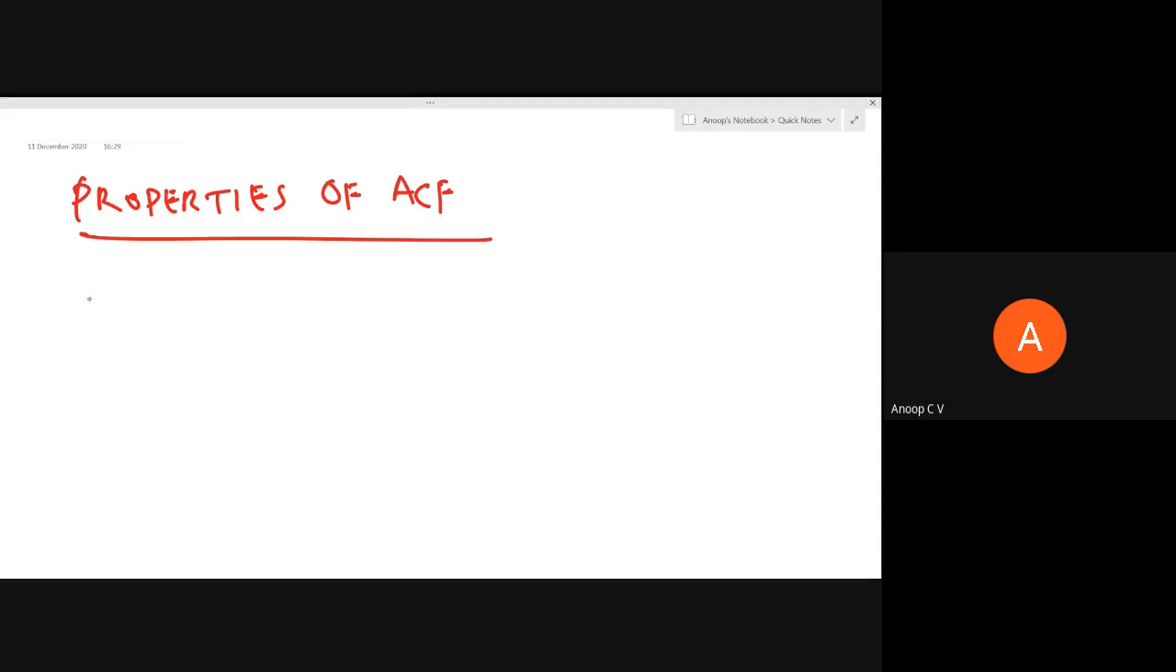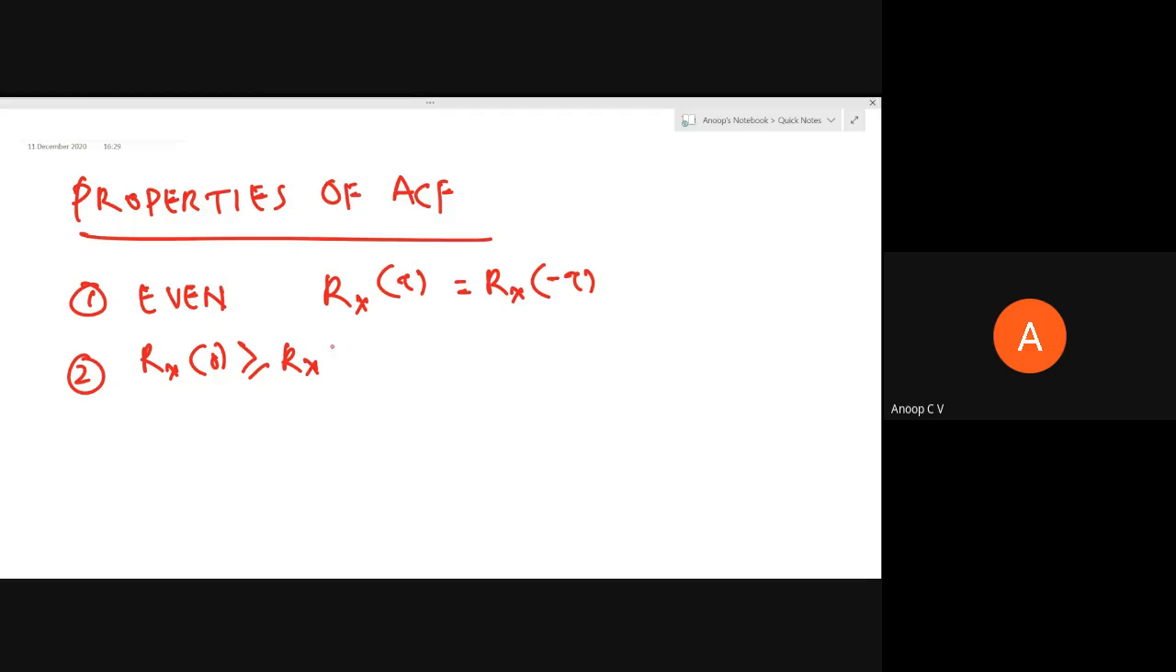So the first one is that the autocorrelation function is an even function, that is Rx of tau is equal to Rx of minus tau. And the second one is Rx of 0. Rx of 0 means the time difference is zero. If you are trying to find the similarity of a random signal with itself without any time delay, that will always be greater than or equal to Rx of tau. So if you take any small time difference, the autocorrelation function will be less than the autocorrelation function with no time difference.